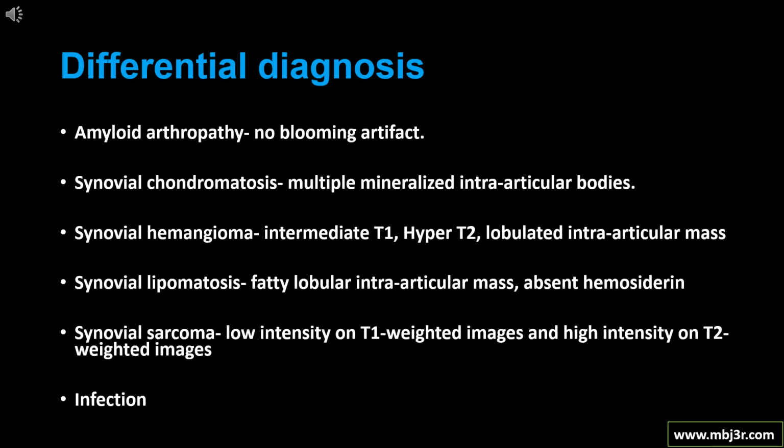Differential diagnosis. Although the combination of physical examination and imaging findings can suggest the diagnosis of pigmented villonodular synovitis, histological confirmation with a biopsy remains the gold standard. Other diagnoses you should think of before coming to the final conclusion are amyloid arthropathy, where there is no blooming artifact; synovial chondromatosis, where multiple mineralized intra-articular bodies are seen; and synovial hemangioma, with intermediate T1, hyper T2 lobulated intra-articular masses.